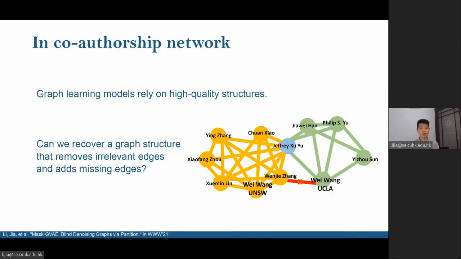There are many reasons that we could introduce noise in constructing graph structures. Let's say we mistake an author for another if the two have the same name. Noisy graph structures will deteriorate the performance of downstream graph learning models. For example, if we add 10% noise into a commonly used benchmark, Cora, then the classification accuracy of a GCN model will drop from 70% to around 30%. So the question arises: can we denoise the graph structures by removing irrelevant edges and adding missing edges?